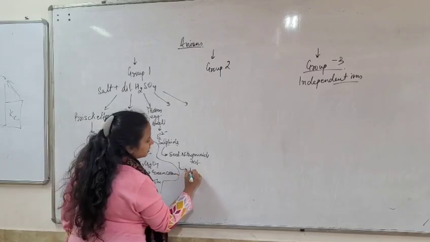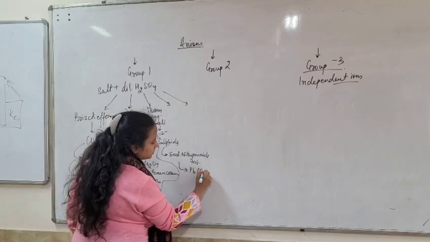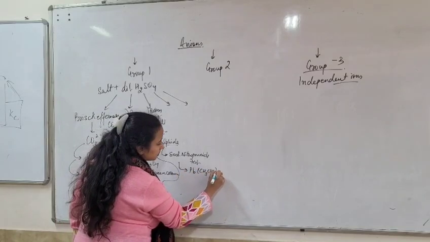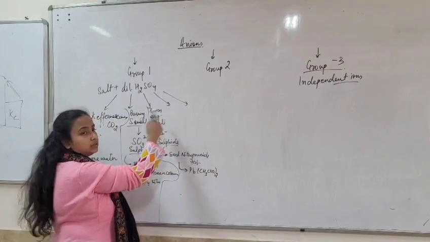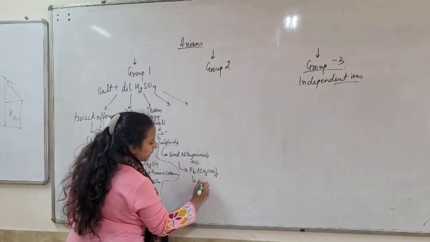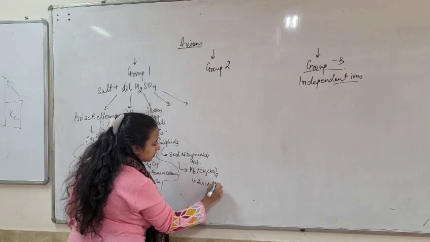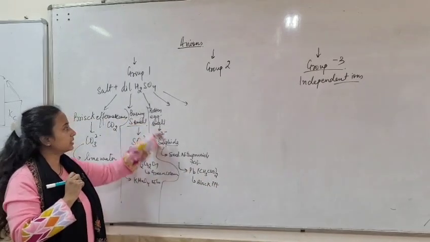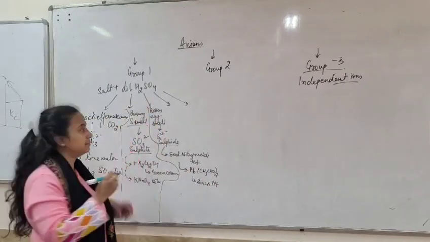The other test that you can do is add lead acetate to your solution from the preliminary test that you have used, and it will give you black PPT. Okay, so it will confirm that yes, there is the presence of sulfide ions.